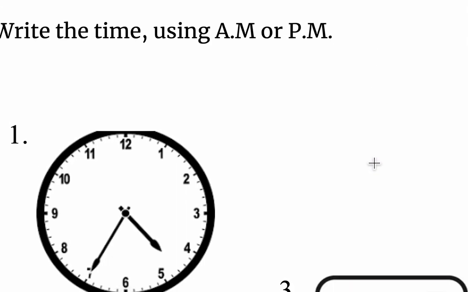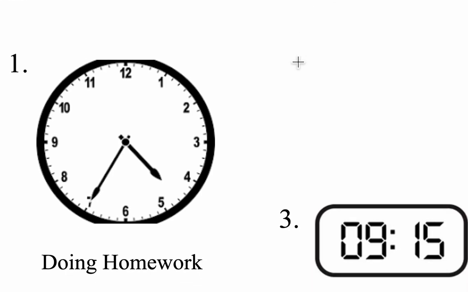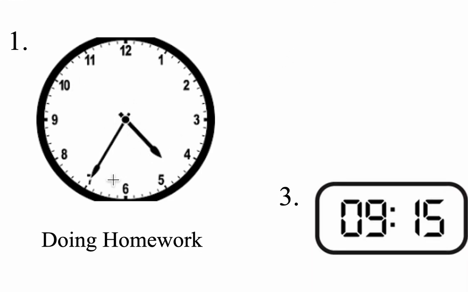Let's move on to the next section. Write the time using AM or PM. Number 1. So we can find the time using the same strategy as before. The hour hand is in between 4 and 5. And the minute hand is right on 7. So 7 times 5 is 35. That means our minute is also 35.